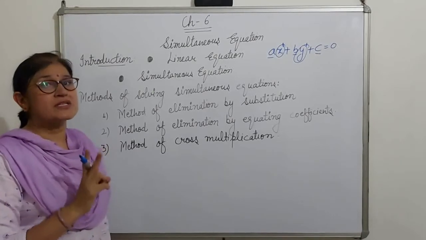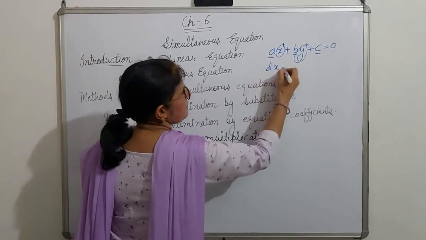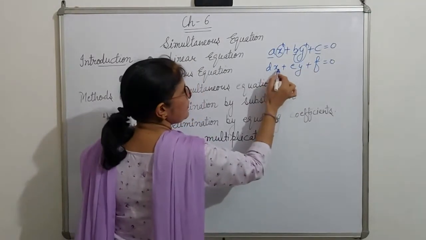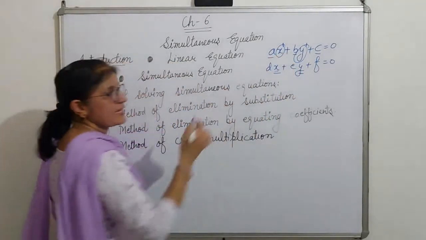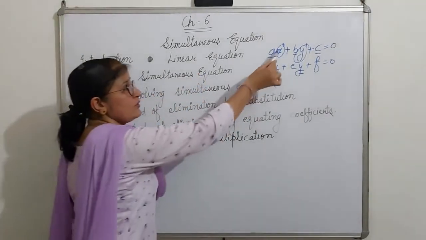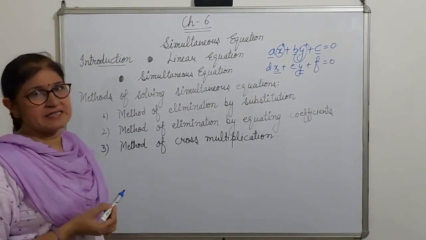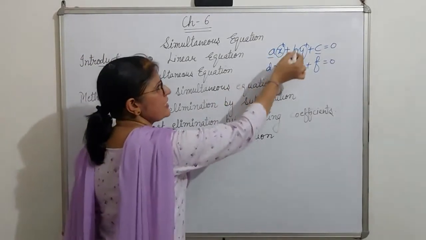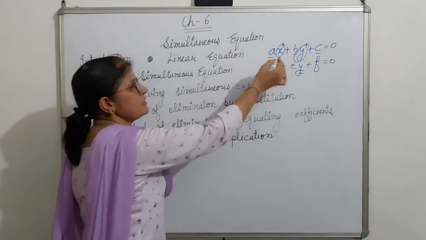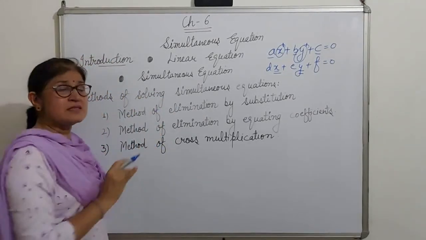When two linear equations are given, one is this, the another one you can write here, dx plus ey plus f. So you can see both the equations are having same variables x and y. When two equations are given, both are linear and both have the same variables, then these equations are known as simultaneous equations. These constant terms can differ. Here it can be 4, here it can be 5, that can differ. But these variables remain same. Then this pair is known as simultaneous equation.